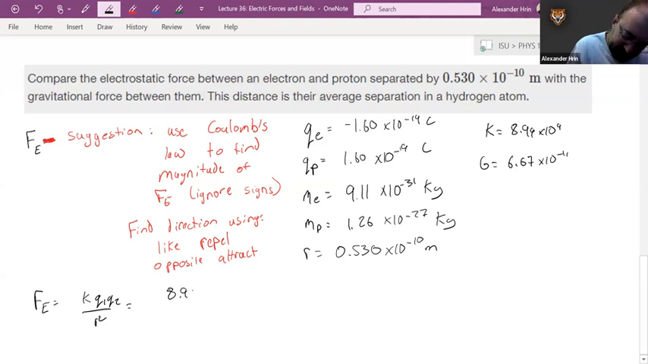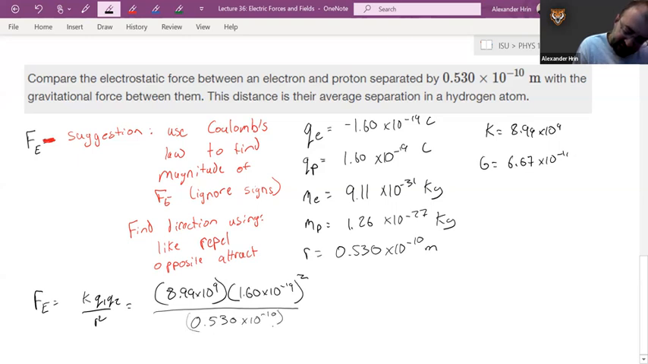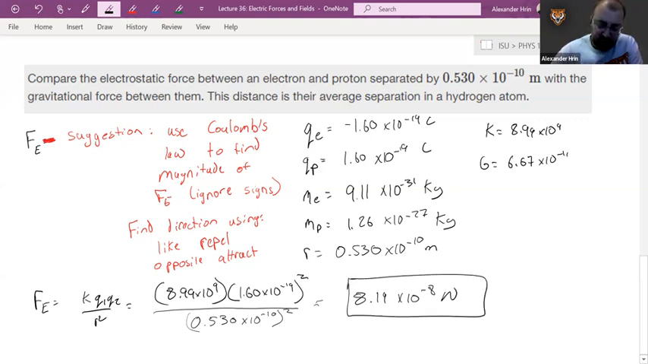So this would be 8.99 times 10 to the 9th times 1.60 times 10 to the negative 19th. And since we're dropping the sign, that just gets squared because these things have the same charge. And we divide this by 0.530 times 10 to the negative 10th, and then that thing is squared. And once you do this, plugging in, you should get something along the lines of 8.19 times 10 to the negative 8th newtons, okay? So that's a tiny force, but these are also fairly tiny objects, okay?